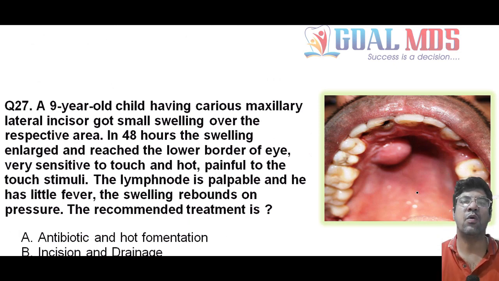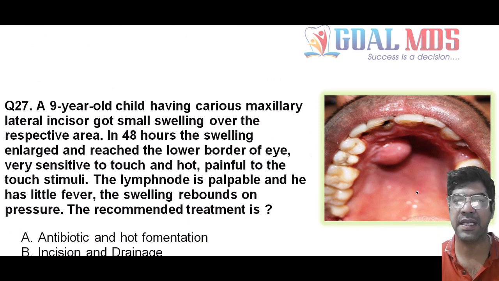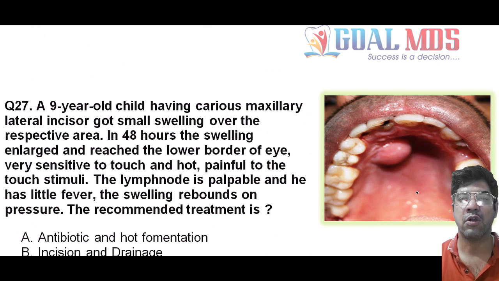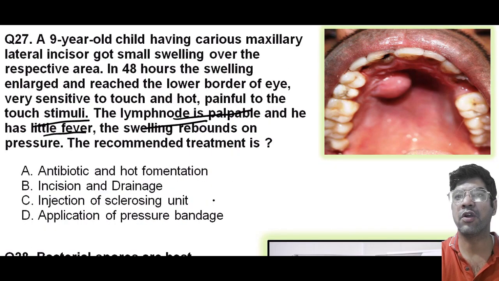A 9-year-old child having carious maxillary lateral incisors got a small swelling over the respective area. In 48 hours, the swelling enlarged and reached the lower border of the eye. It is very sensitive to touch, hot, and painful. The lymph nodes are palpable, with a little fever. The swelling rebounds on pressure. What would be your recommended treatment?